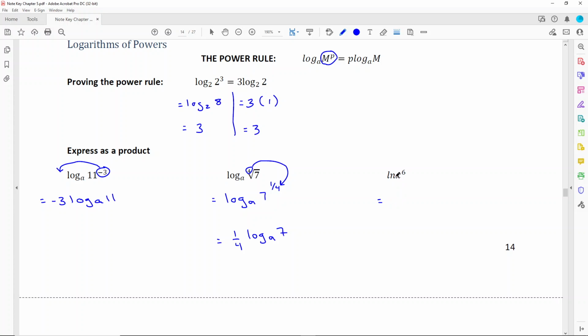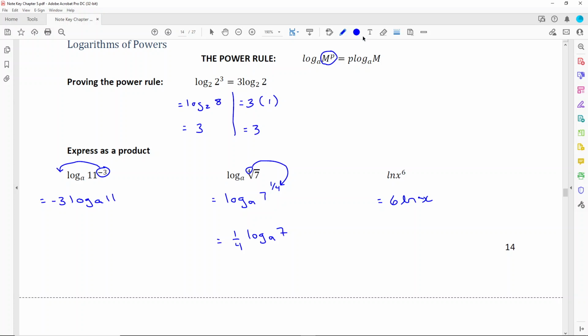Is this a log? Well, ln, if you remember from the other day, is a natural logarithm. So this is log to the base e of x. We just don't write it as log to the base e very often. And so yes, you can use your power rule. This is just going to be 6 times the ln of x. And again, that's as far as you're going to go.